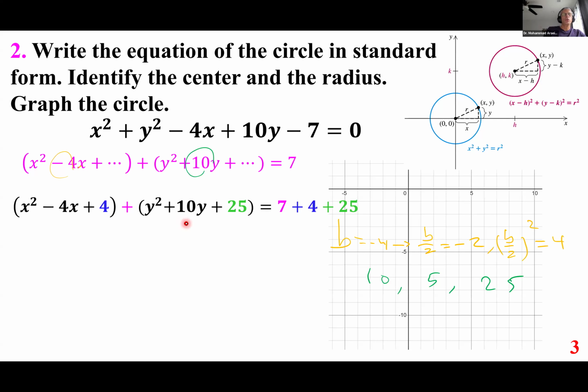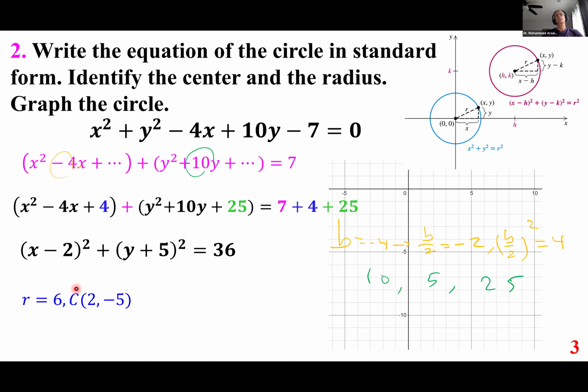This is x minus 2 squared. This is y plus 5 squared, and 7 and 4 and 25, they add up to 36, which means the center is at 2 comma negative 5. The radius is square root of 36, which is 6. So that's a piece of information we should clearly see.